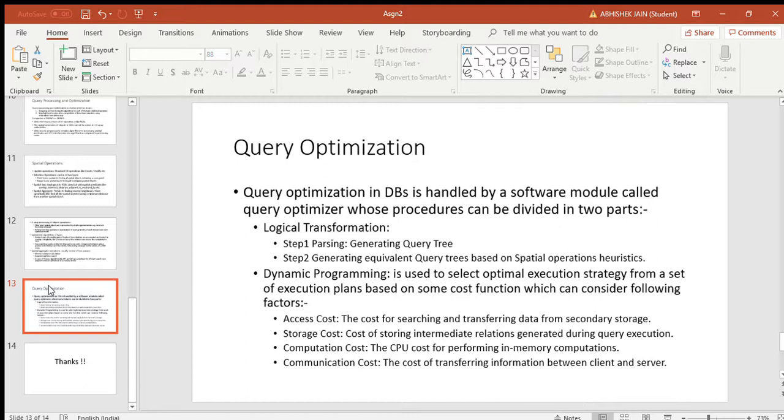The second part is dynamic programming, which is used to select the optimal execution strategy from a set of execution plans based on some cost function, which can consider the following factors. The first one, access cost, which is the cost for searching and transferring data from secondary storage. Second, the storage cost, the cost of storing intermediate relations generated during query execution. Third, the computation cost, the CPU cost for performing in-memory computations, and the communication cost, the cost for transferring information between client and server.